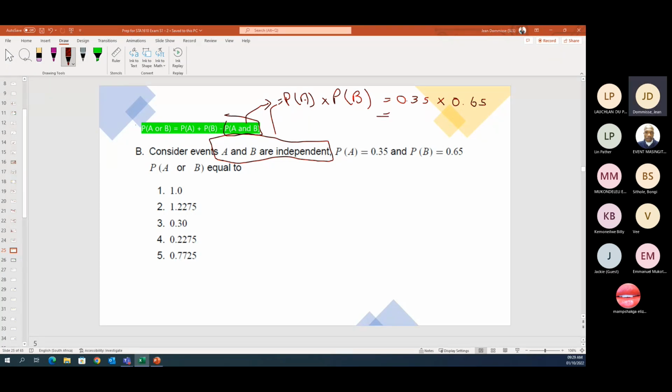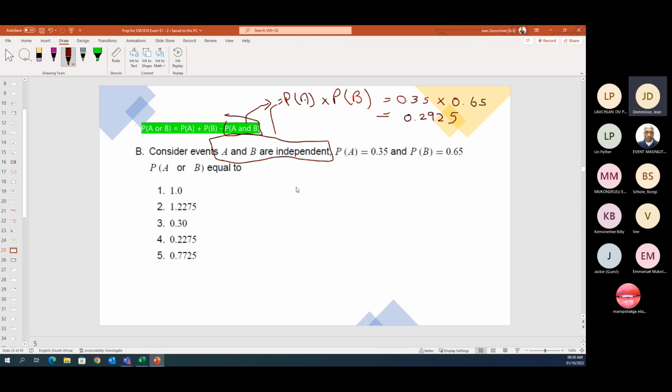That is 0.35 times 0.65, which I get as 0.2925. See, now I go down to 4 decimals.